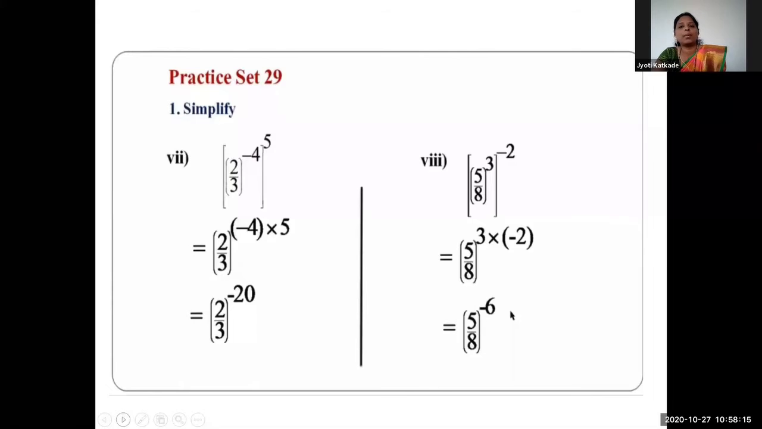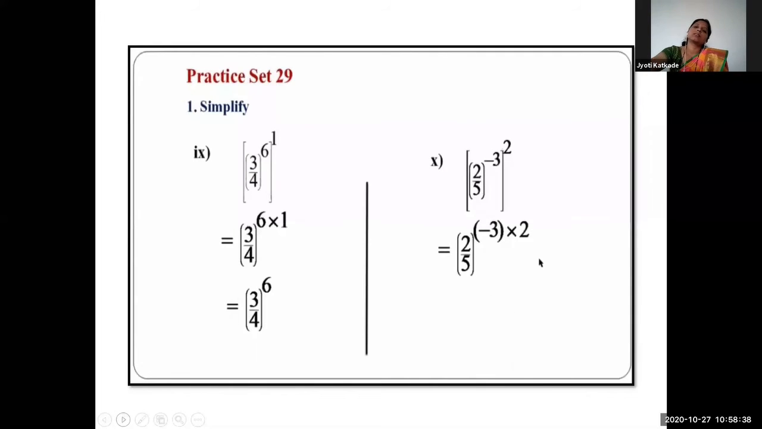Then seventh example is as like this, 5 upon 8 raised to 3 bracket raised to minus 2. Take multiplication of both power. We get 3 into minus 2. Then answer is 5 divided by 8 raised to minus 6. 2 3 is 6, minus 6. Okay. See next example. All examples are same. Okay.